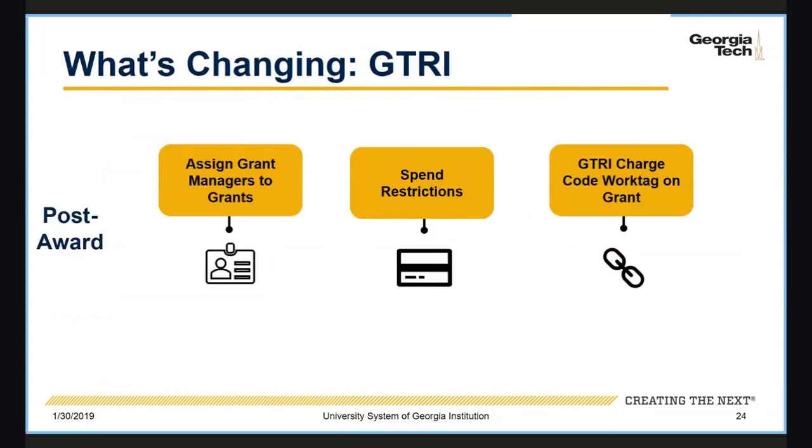As far as GTRI, because they're going to continue to use Deltek CostPoint, they'll not need to use the award functionality in Workday, but they will use grants. And so they will be able to have a grant manager on each grant. They will be able to apply spend restrictions to the grants. And most importantly, they will have another work tag called the Workday GTRI charge code that they'll use for integrations and to make charges in Workday.